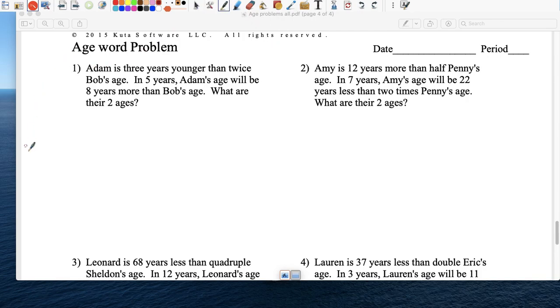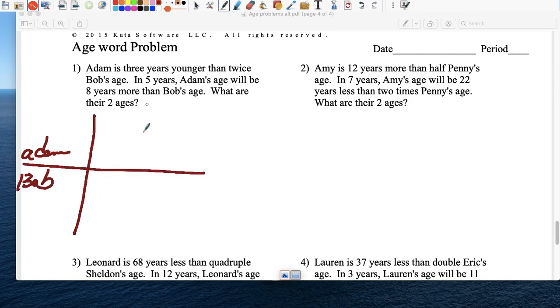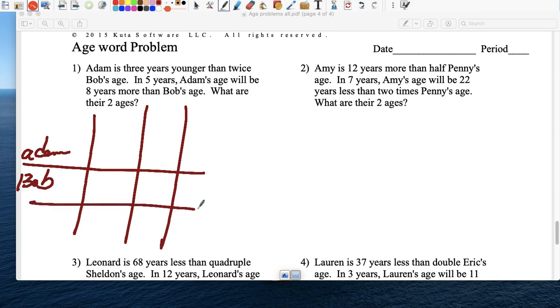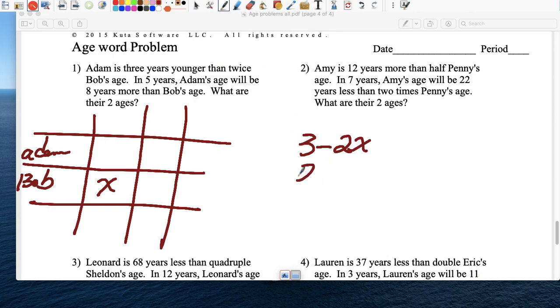So we have Adam. We have Bob. Right now, Adam is 3 years younger than twice Bob's age. So 3 years younger, twice Bob's age, and Bob is x. But remember, we have to switch the order of these two terms, so it's actually 2x minus 3. So Adam is 2x minus 3.